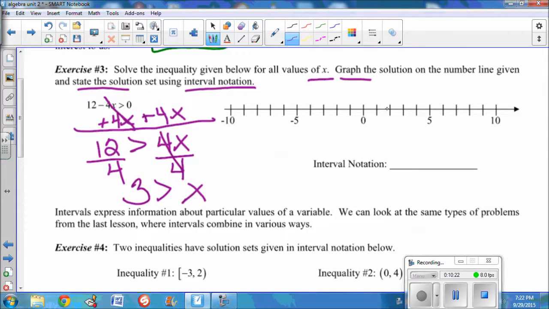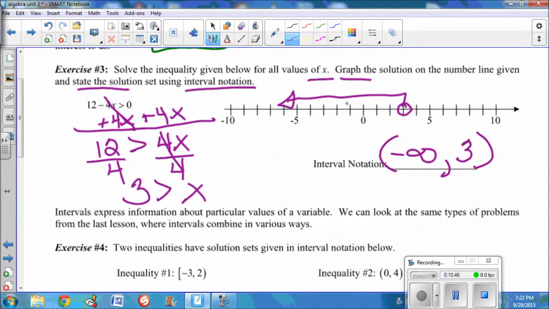So I put my 3, and it's not included. x is less than goes to the left. My interval notation: we read from left to right. Where's my starting point here? That's coming from negative infinity, and it's going all the way up to and not including 3.